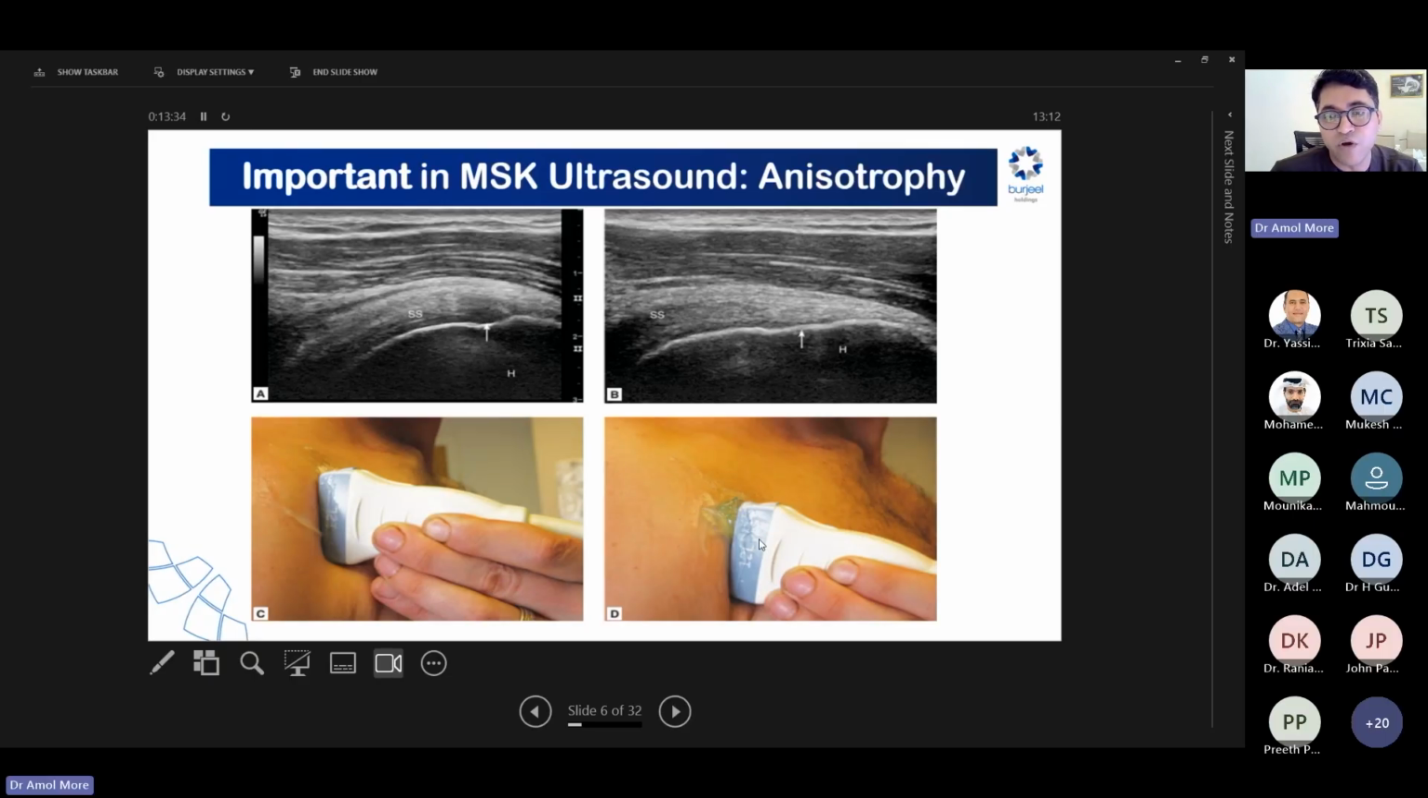However, when we toggle the probe with the heel-toe maneuver, you can see that the hypoechoic area vanishes, which is nothing but the anisotropy effect. This can be misinterpreted as a tear in our routine practice. So you should know there is a concept of anisotropy when doing routine MSK ultrasound, to avoid misinterpretations.